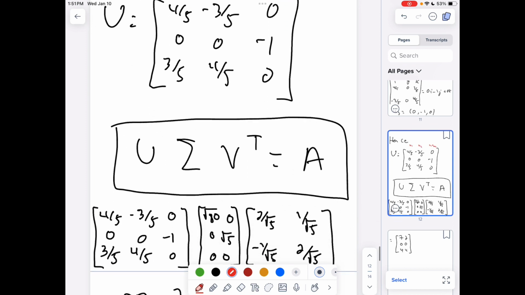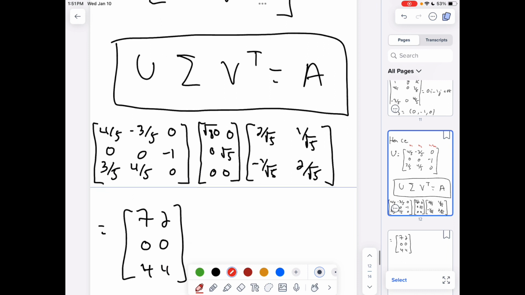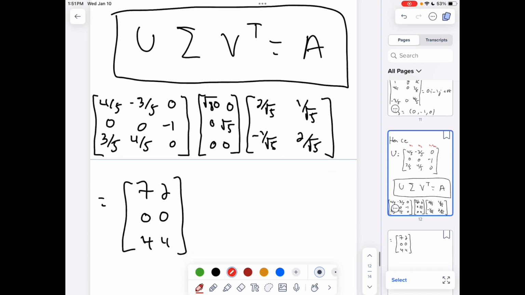And all of that put together, U times sigma times V transpose would give you A.